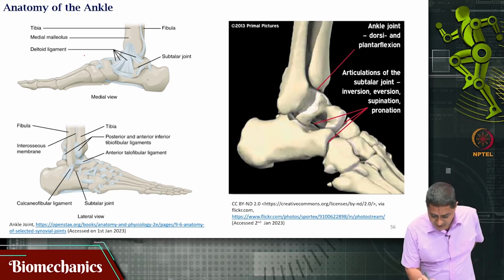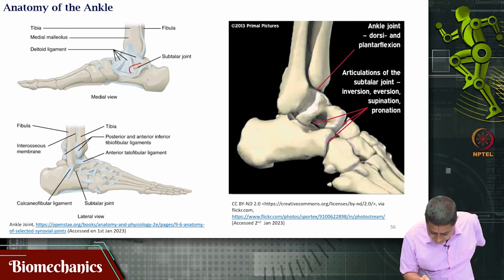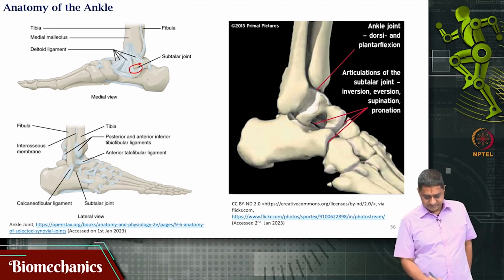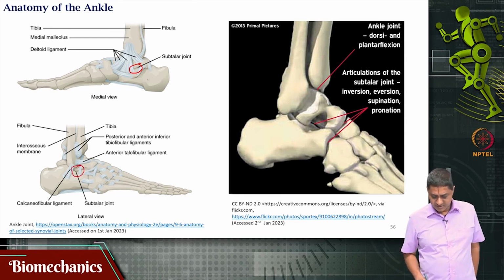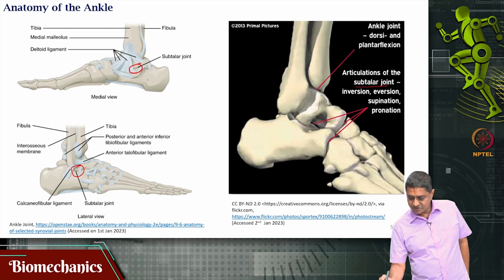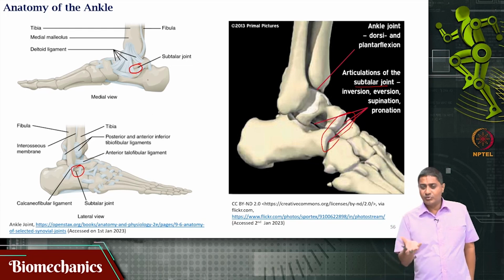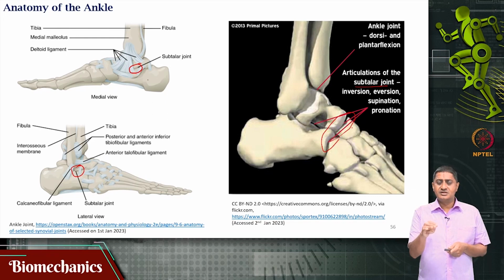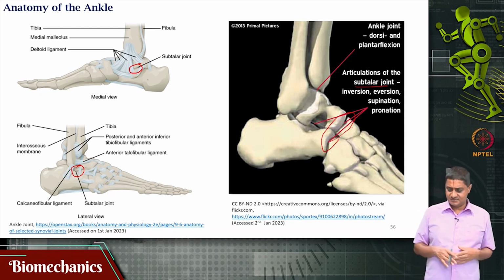So, this is the subtalar joint, right. That is a subtalar joint in the side view, the lateral view, right. See, articulations of the subtalar joint that are happening here, right. Those movements that you can perform, movements of the foot such that the toe moves towards the midline and the little toe moves away from the midline, all these are possible.